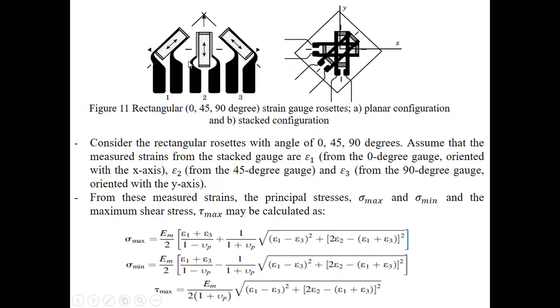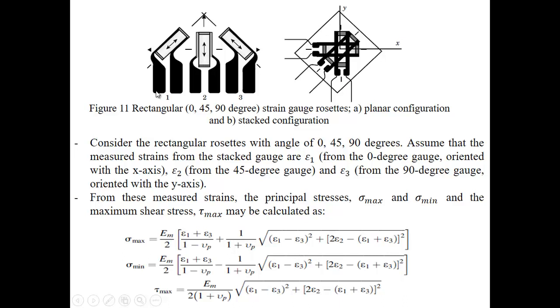For the rectangular rosette, this is how you can see they have 0, 45, and also 90. This is the degree, the position, the configuration of the strain gauge. And A is the planar configuration and B is the stack configuration. Okay. Consider a rectangular rosette with the angles 0, 45, and 90 degrees. Assume that the major strain from the stack gauge is strain 1 from the 0 degree gauge. So we can see, for example, this is the 0 degree gauge. Okay, this is strain 1.